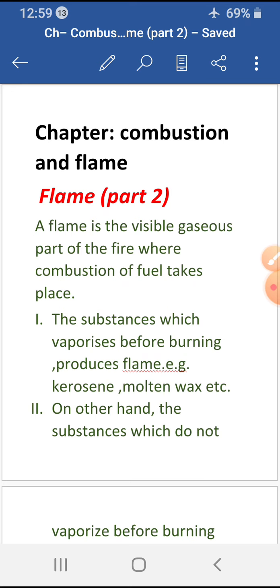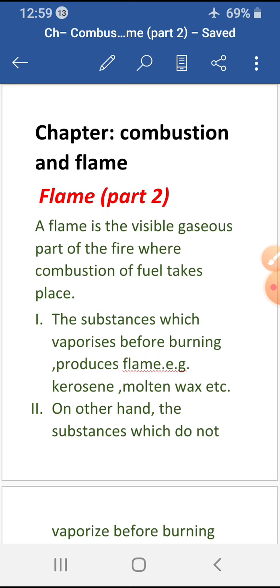Today, we are continuing the chapter Combustion and Flame. In the previous video, we have done the combustion portion of this chapter, and in that topic, we learnt about what is combustion, what is type of combustion, how can we extinguish fire, and in this portion of the video, we are going to continue the same chapter from class 8th, and the topic covered is flame.